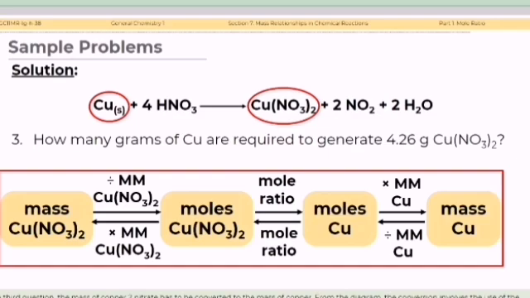For the third question, the mass of copper nitrate has to be converted to the mass of copper. From the diagram, the conversion involves the use of the molar mass of copper nitrate, the mole ratio of copper and copper nitrate, and the molar mass of copper.